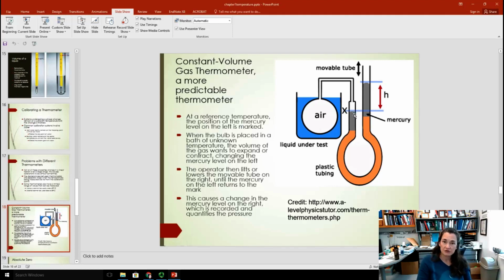Now, you take your thermometer and you put it in a boiling water bath, and then you move this movable tube on the right-hand side up and down until the mercury returns to the X that you've placed, or the mark that you've made, indicating where it was in the ice water bath. Then you know what the height is that you had to move the tube up and down. That gives you the pressure change inside that air bulb. And then you can change that into 100 divisions in between and mark the temperature off, okay? So that's how these constant volume gas thermometers worked.